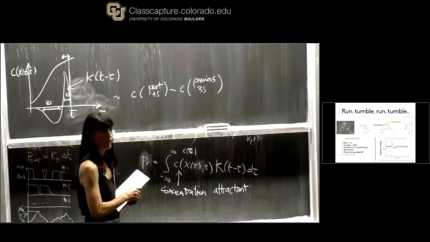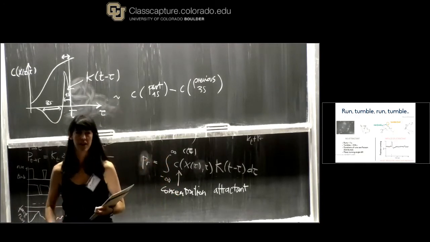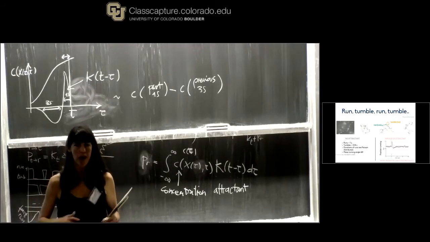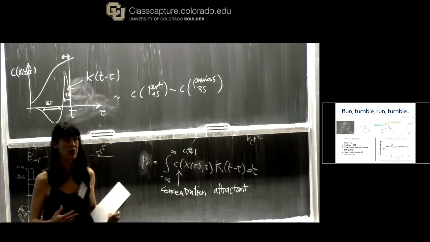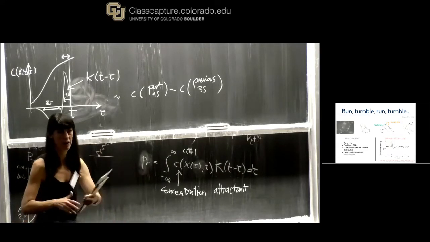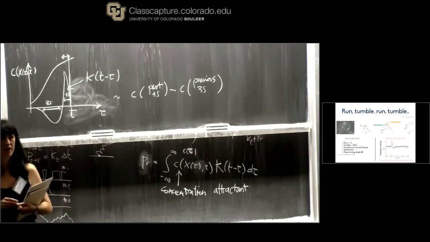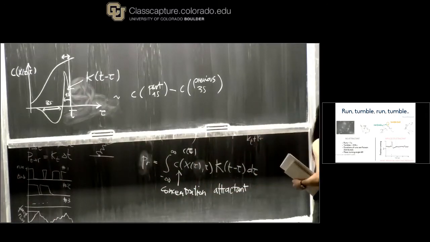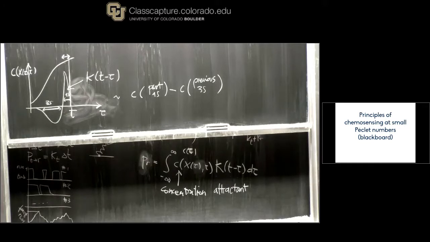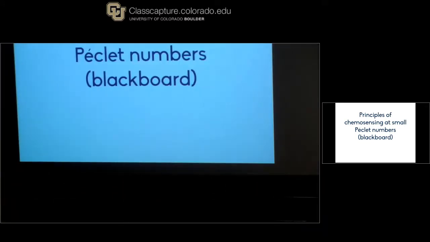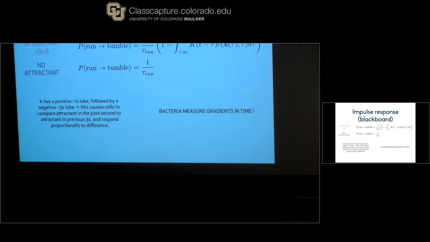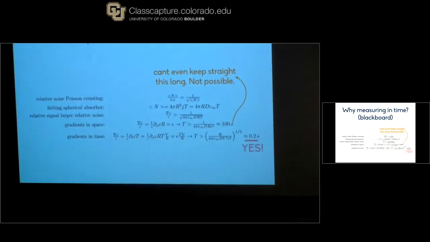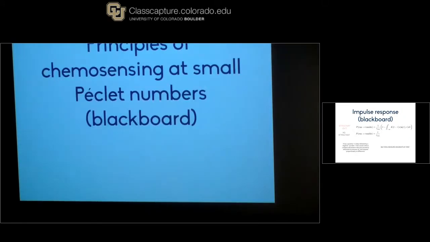So what I would like to do now is ask whether this is a good idea. Is it a good idea to measure gradients in time? Why not measure in space? This requires a little bit of basics in chemosensory principles at low Peclet numbers. Peclet, exactly. We'll go back to it; it's going to be the theme word. So this is just a summary of what we just did. Let's remain here at the title.